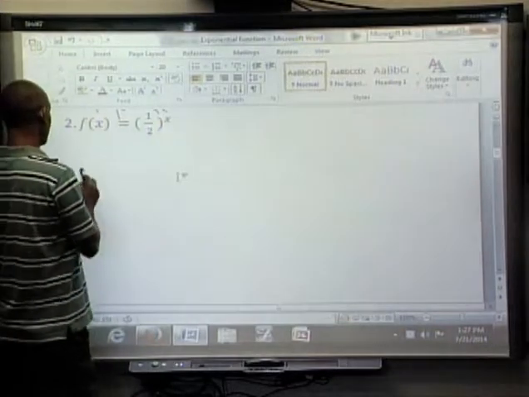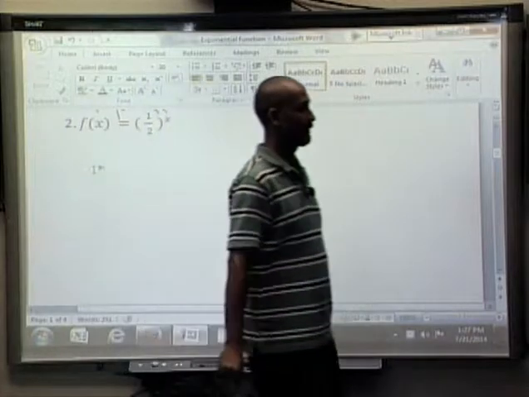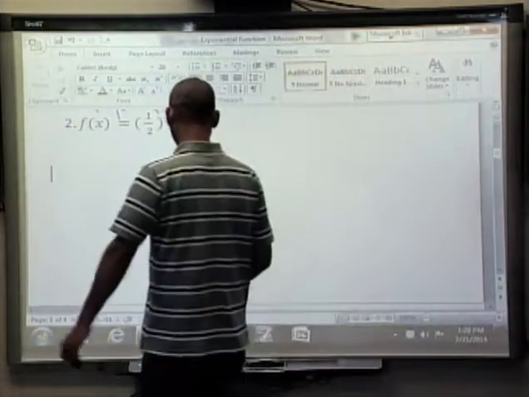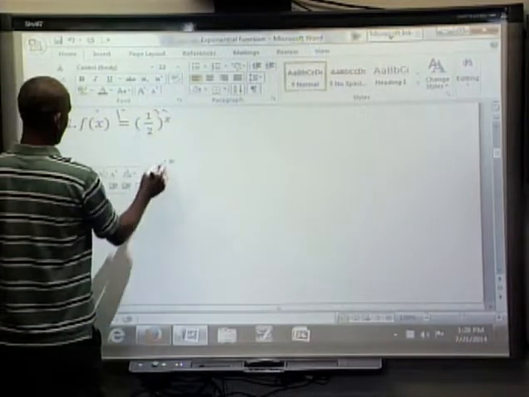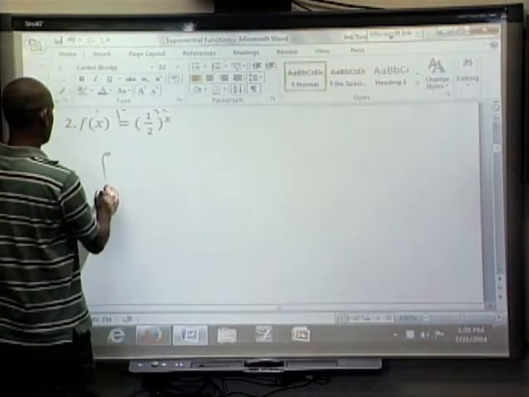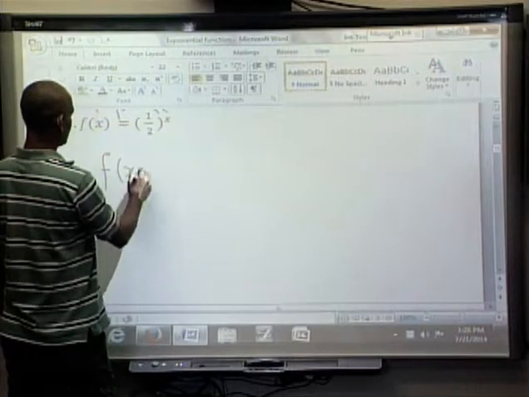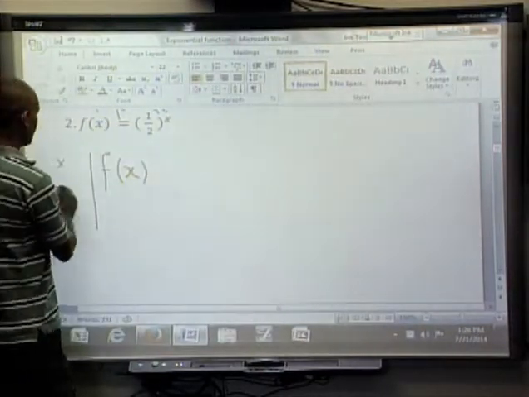So, let us try graphing it as before. Let us make the table of x and f of x like before.